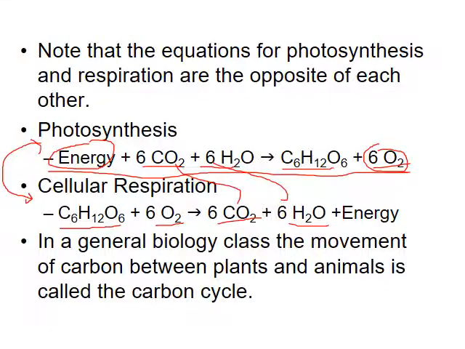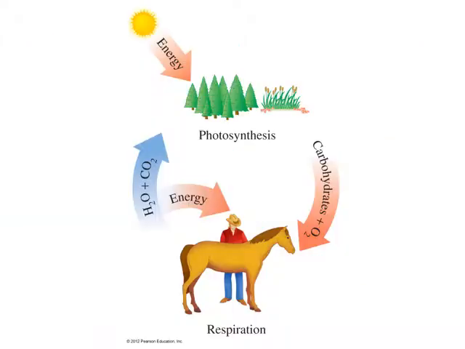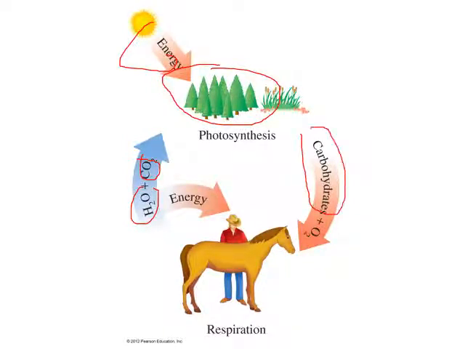And it's called the carbon cycle. And here's a pretty picture of it. So you have the plants over here, and what they're doing is they're taking in carbon dioxide and water and combine with the sun, and they're making glucose. The horse breathes in the oxygen, eats the carbohydrates, and produces carbon dioxide and water, and goes off running really fast because now it has energy.